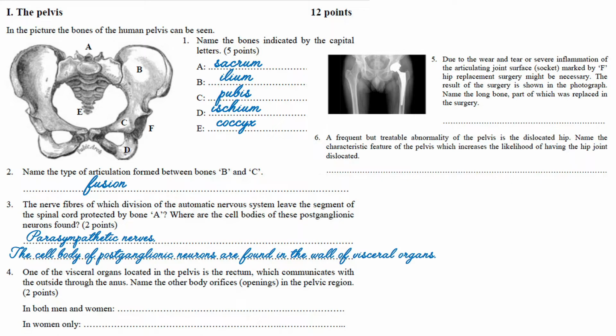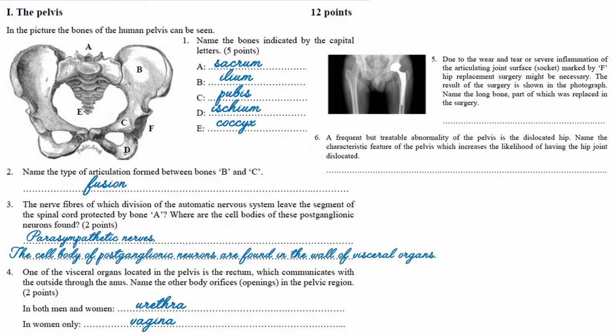One of the visceral organs located in the pelvis is the rectum, which communicates with the outside through the anus. Name the other body openings in the pelvic region. In both men and women, we can find an opening which is called the urethra, and only in women there is an entrance which is called the vagina.